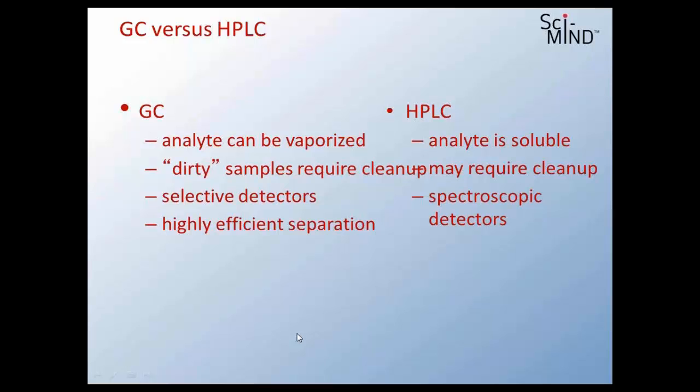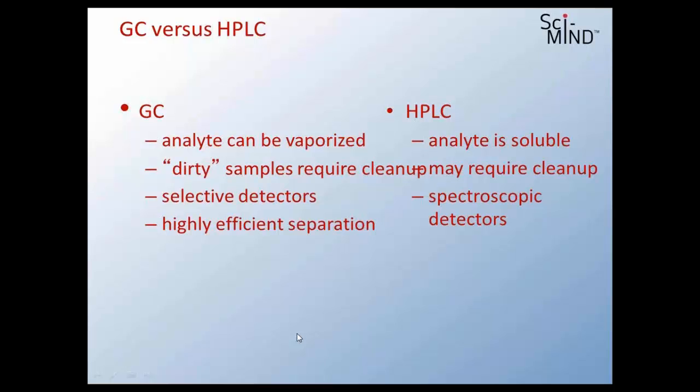In HPLC, the main requirement is that the analyte's soluble. You just need to have it soluble in the mobile phase, and you can probably get it through a column. A little bit of a fudge on the slides here. Dirty samples in GC require cleanup. In HPLC, they may require cleanup. You're probably a lot closer in HPLC to a simpler dilute and shoot method versus a more detailed sample preparation technique that we have in gas chromatography.